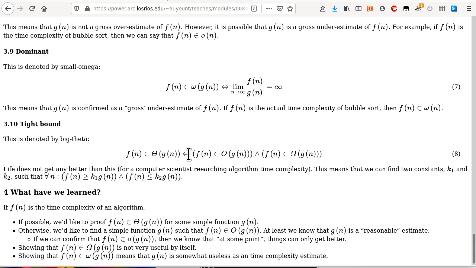If you get closer and closer, so that the upper bound gets closer and closer to the actual function, and the lower bound gets closer and closer to the actual function until they are the same thing, then we have a tight bound. Is that okay? Does everybody understand that concept? Because I think this is a good place to stop.